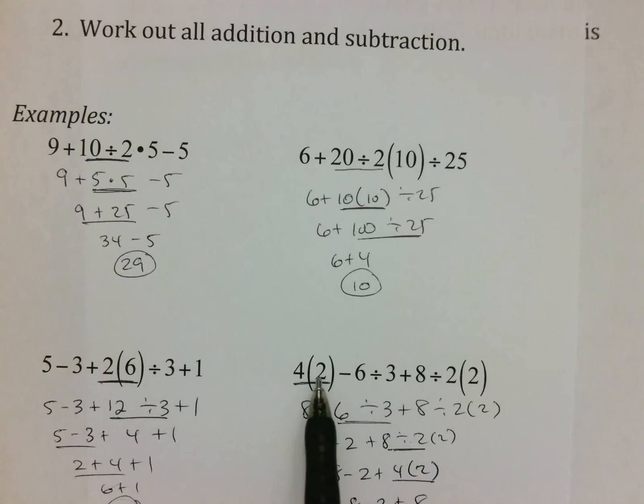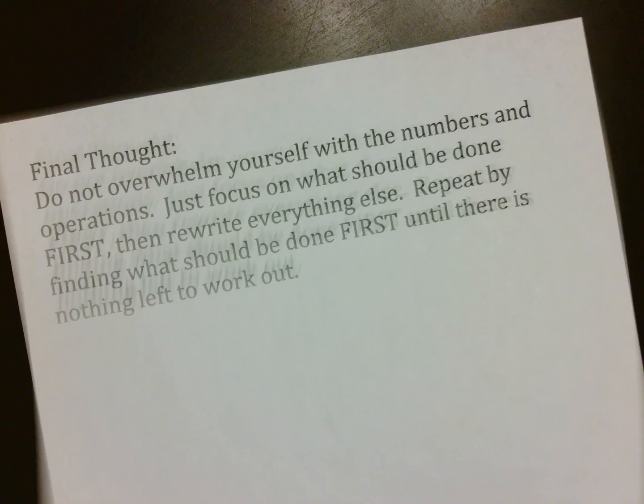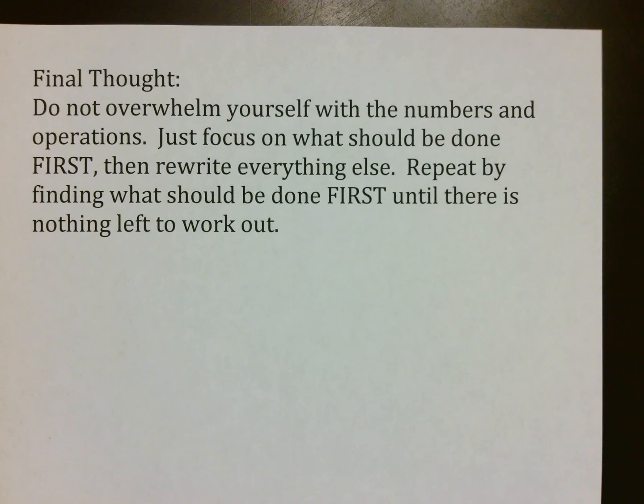Don't try to look at this thing and say who's first, who's second, who's third. Just make your decision for whoever gets dealt with first. Simplify that one part, rewrite it, and then continue that until you get down to the easy part, which is where it just turns into one number and your problem's done.